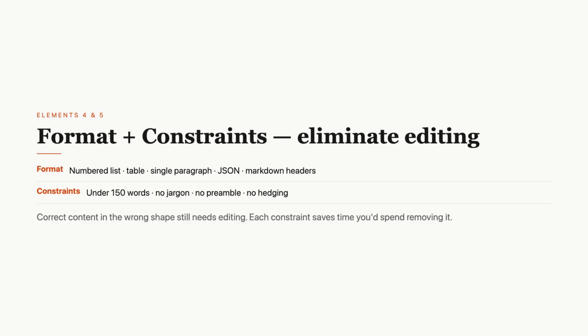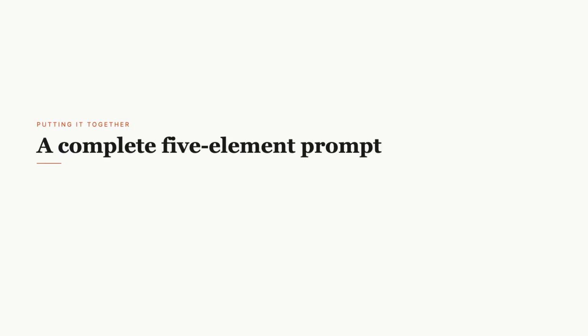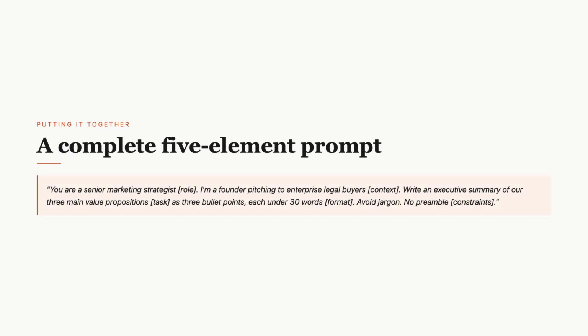A complete prompt using all 5 elements. "You are a senior marketing strategist." Role. "I am a founder preparing a pitch to enterprise buyers in the legal sector." Context. "Write an executive summary of our product's 3 main value propositions." Task. "As 3 bullet points, each under 30 words." Format. "Avoid jargon. Do not include a preamble." Constraints. That is a different prompt than "write me a value proposition."